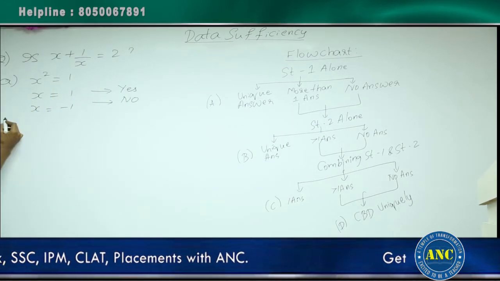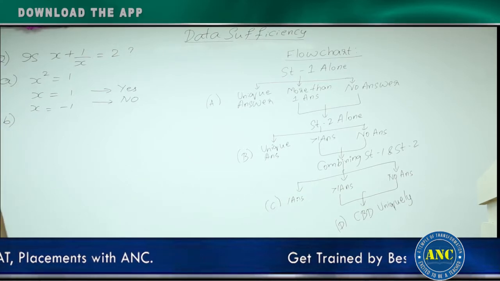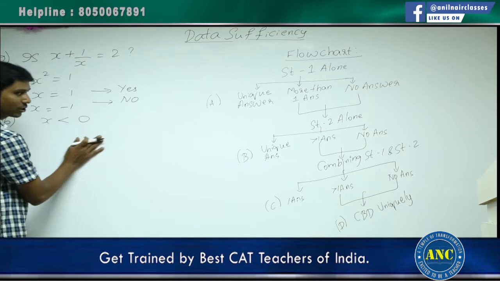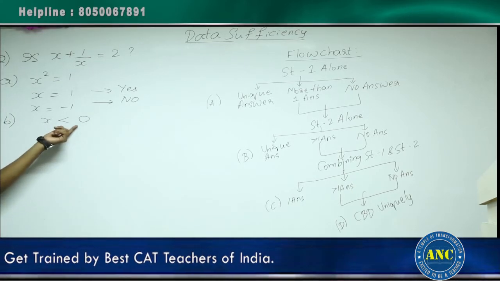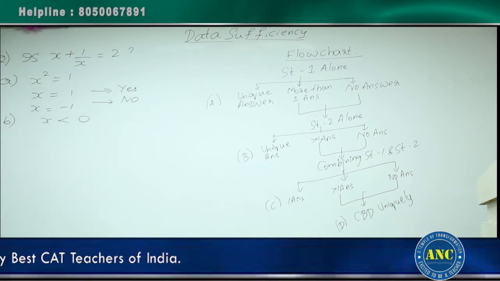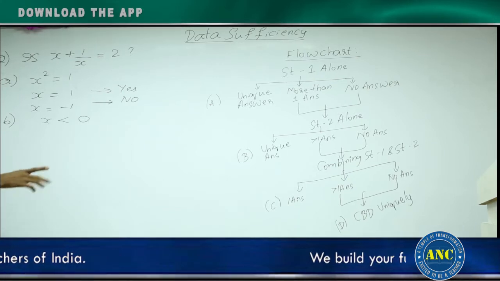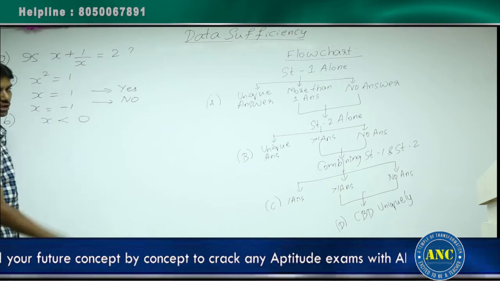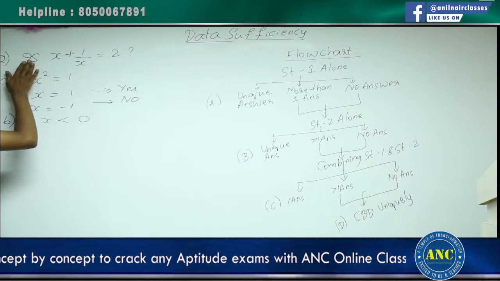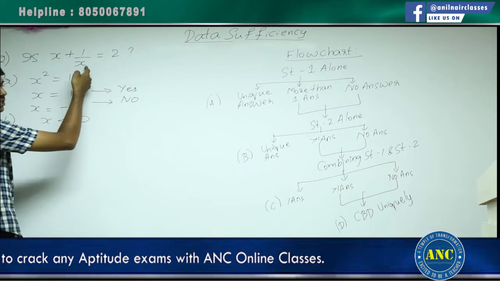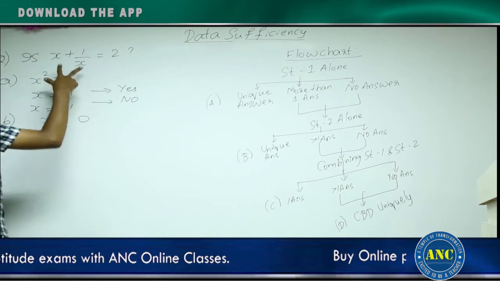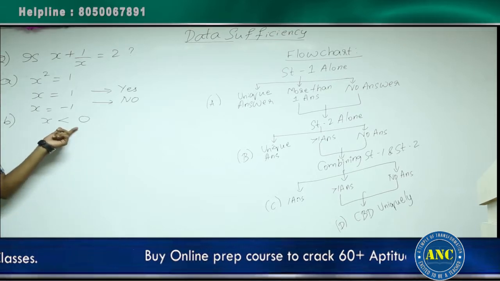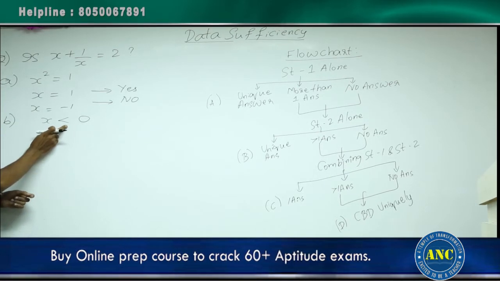Understanding, right? Second statement. What is the second statement, sir? X less than 0. See here, x is less than 0. Listen carefully. What is the meaning of x less than 0? It means x is a negative value. Substitute in the main question. Again question yourself. X is negative. Is negative plus 1 by negative equal to positive? When you add two negative numbers, will you get a positive value? No. That means you take any negative value which satisfies the second sub question.